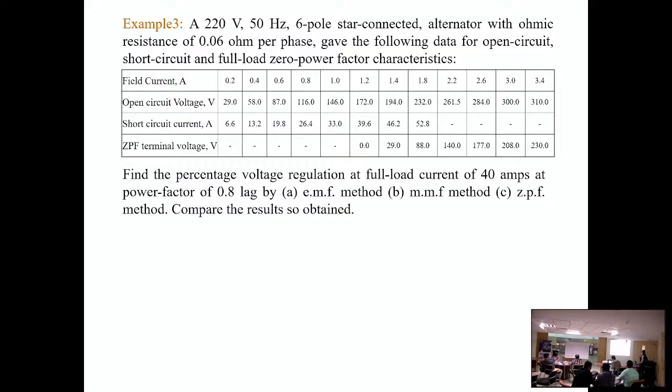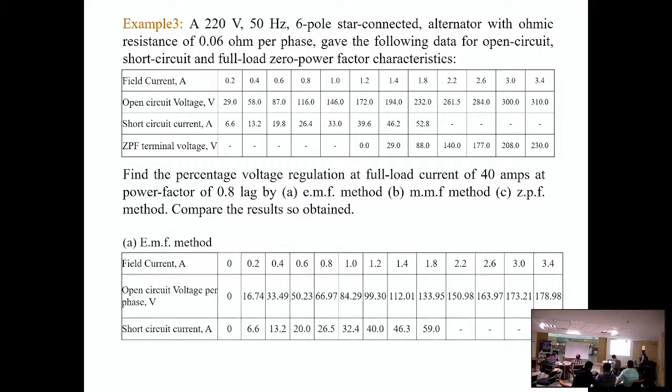We have the following data on open circuit, short circuit and full load zero power factor characteristics. So three characteristics are given. This is the field current values, this is the open circuit value, these are line values, and this is the short circuit current. Star connected, so line current and phase current will be the same. And this is the zero power factor terminal voltage, which is also a line value, so you need to convert it to phase. Okay, so first of all let us follow this EMF method.